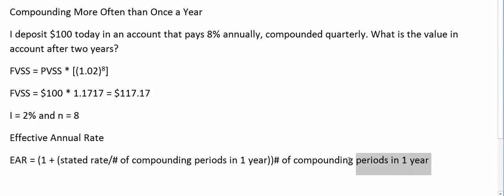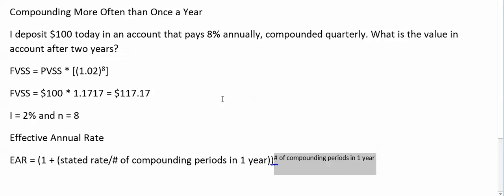Then, we're almost done. That's an exponent, so I just want to make sure you realize that. And then once you have that answer, you subtract 1 from everything. The answer is the percentage, the effective annual rate. So let me tell you why this is important.